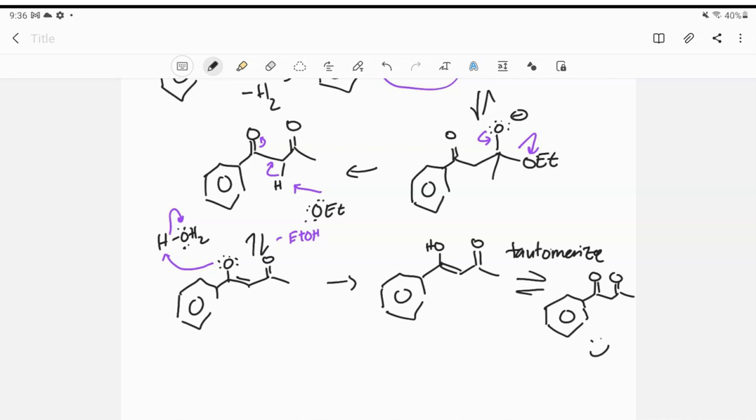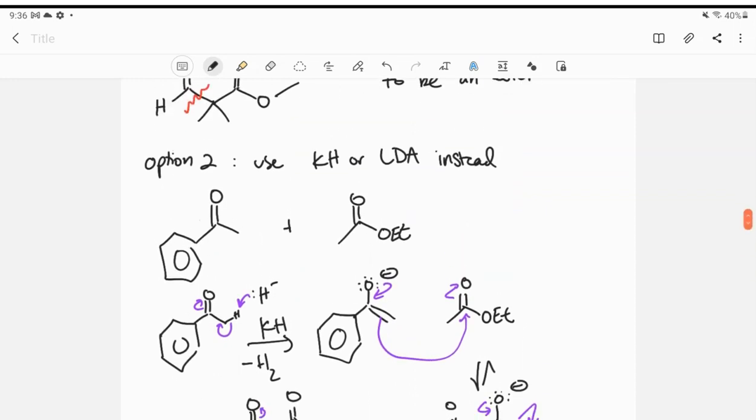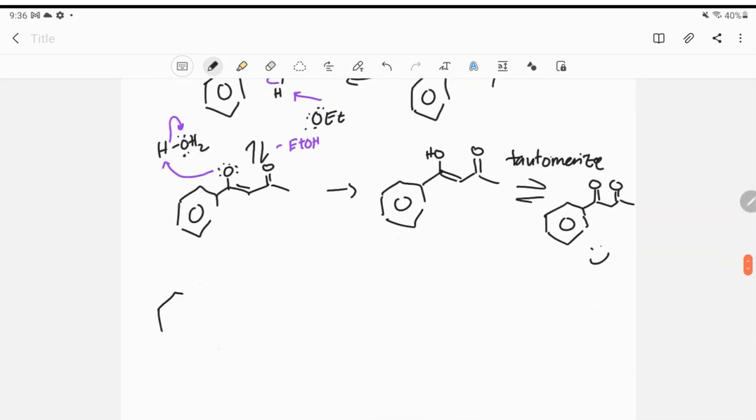On a mechanism, yes. On a predictive products, no. Yeah. So first step, KH with your first one. So let's write this out, I suppose. Okay, so we had our benzyl acetophenone, rather. We used KH. Second step, we added this dude, and third step, H3O plus.